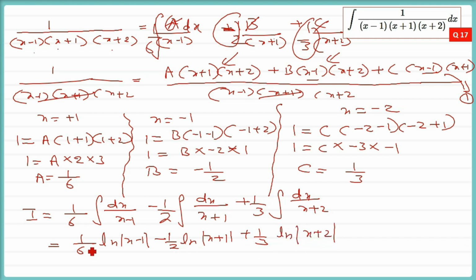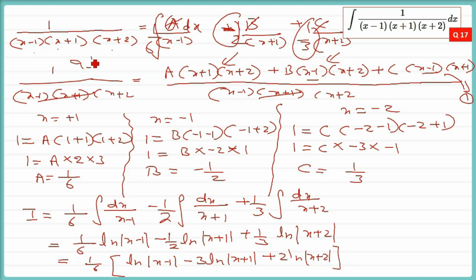Since we have these 2 and 3 making 6, the denominator constants are related. So it is better to take 1 by 6 outside as a constant. When you take 1 by 6 outside, what will remain inside? The first term will have ln modulus of x minus 1. Here the 3 will come in the numerator, so we have minus 3 ln modulus of x plus 1. Then you have 3, so 2 will come here: 2 ln modulus of x plus 2.